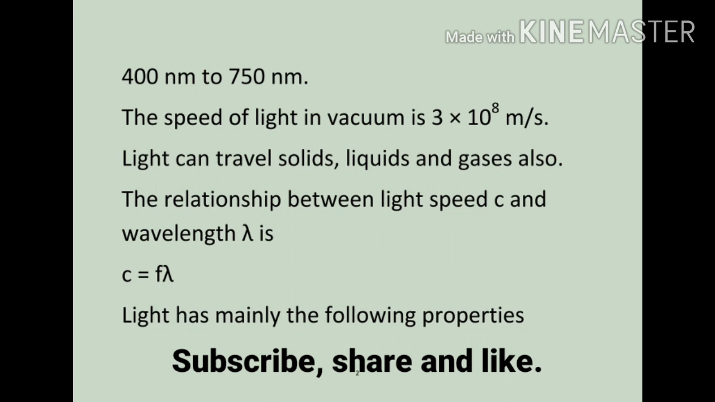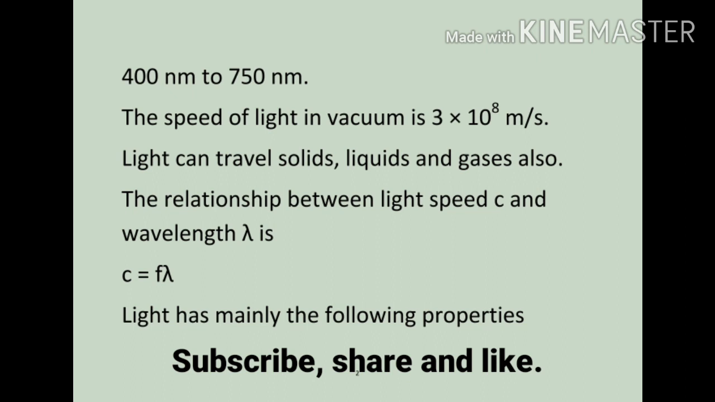And to solve the numericals on light speed, frequency and wavelength, there is a relationship. That relationship is c = fλ, where c is the light speed, f is the frequency of light and λ is the wavelength. And next, we know about the properties of light.